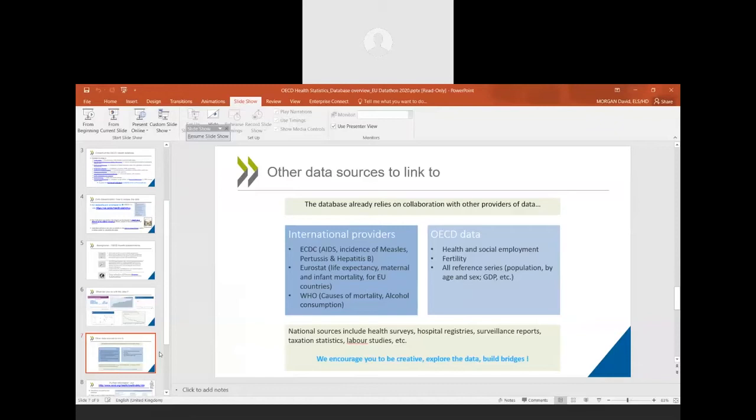Disease control, some of the Eurostat data and WHO data as well is incorporated into this OECD data. And across the OECD as a whole, there are many other areas that health data can be linked to in terms of social and employment, or in terms of the economy and different breakdowns of the demographic structure as well. And of course, these can also be linked with national sources of data as well, which are already available.